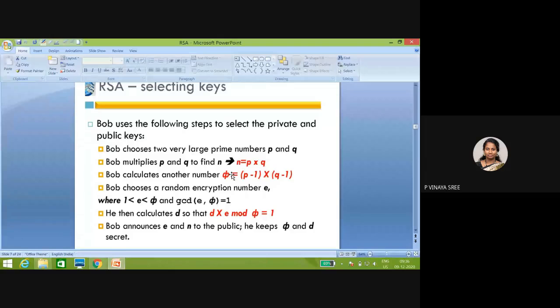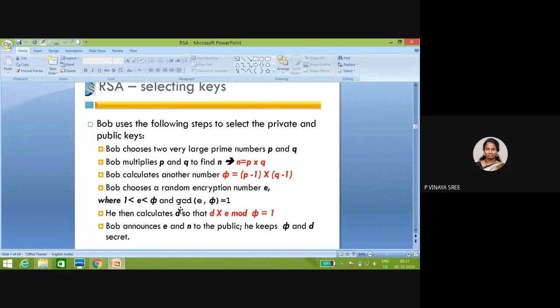So what is phi of N? (P minus 1) into (Q minus 1). You will get some value, and GCD is the greatest common divisor. For the value E that you select, the GCD of E and phi of N should be equal to 1. That is the main rule. So it should be between 1 and phi of N. If phi of N is, let us suppose, 20 or 40, E should be between that, and the GCD of phi of N and E should be 1. That you need to find. So E should be selected by Bob. All this is done by Bob.